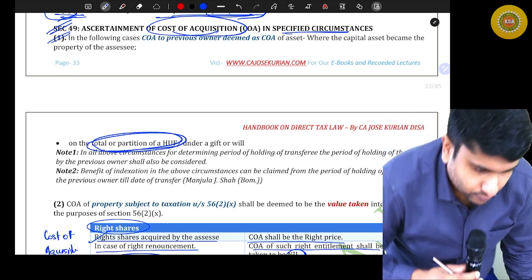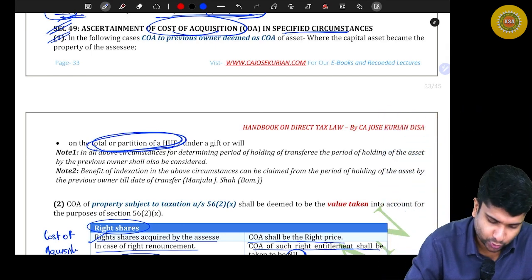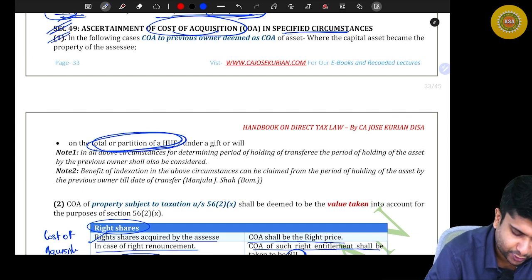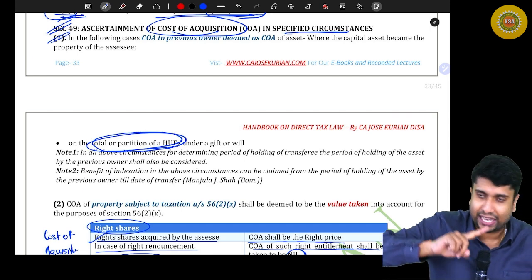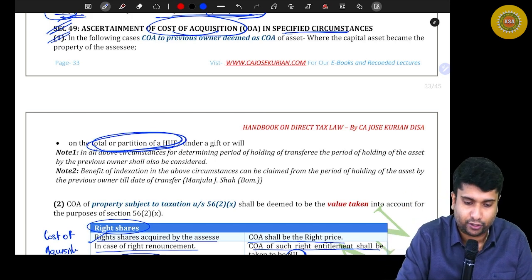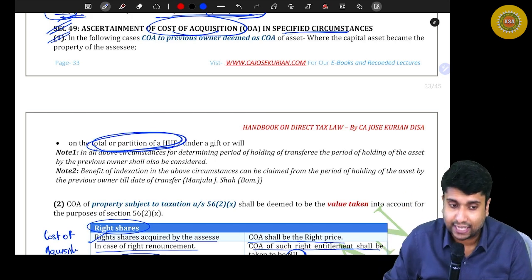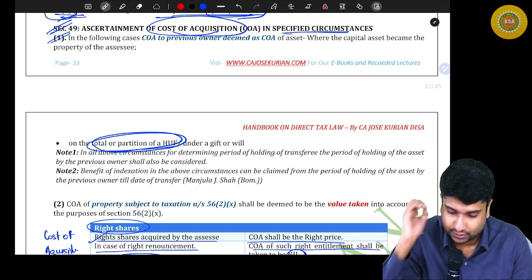Great. Now, point number two you will understand when we discuss IFOS. Whenever a gift is taxable in the hands of the recipient, one second.